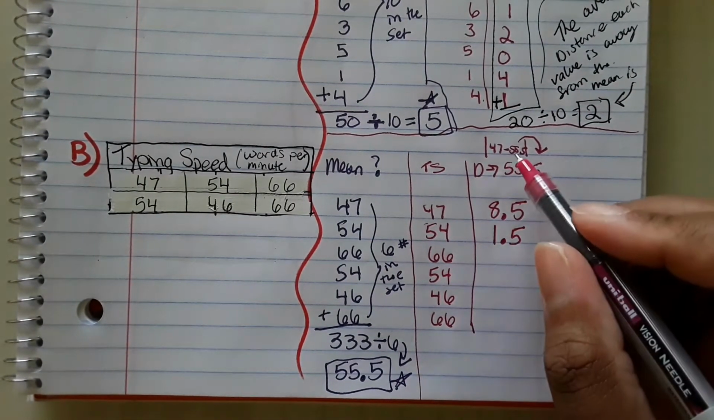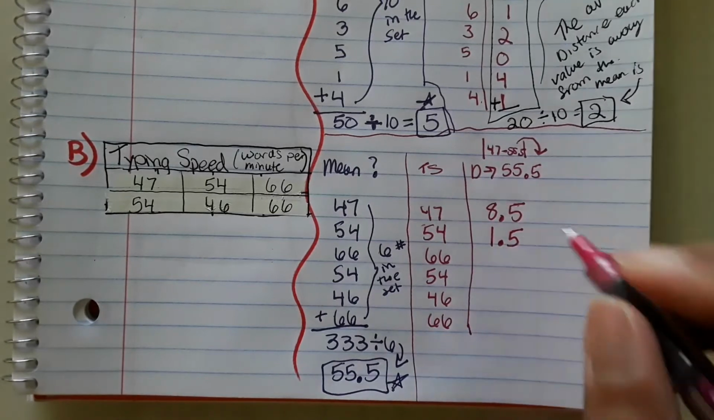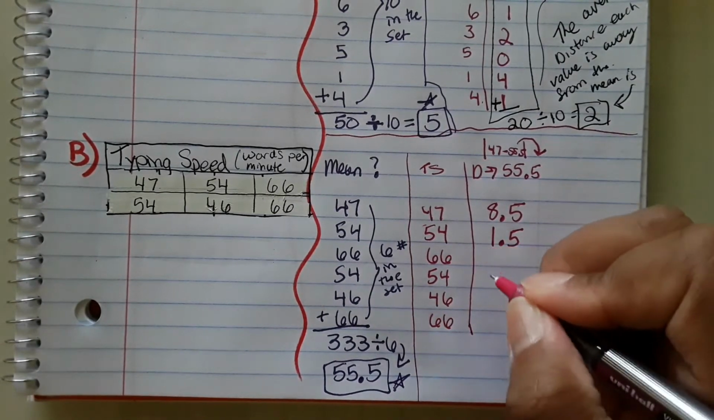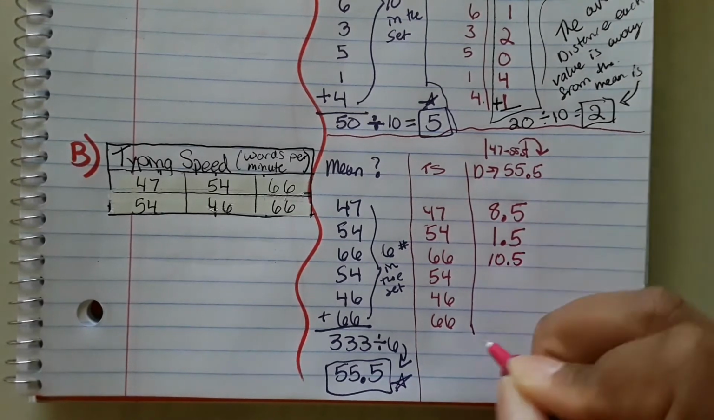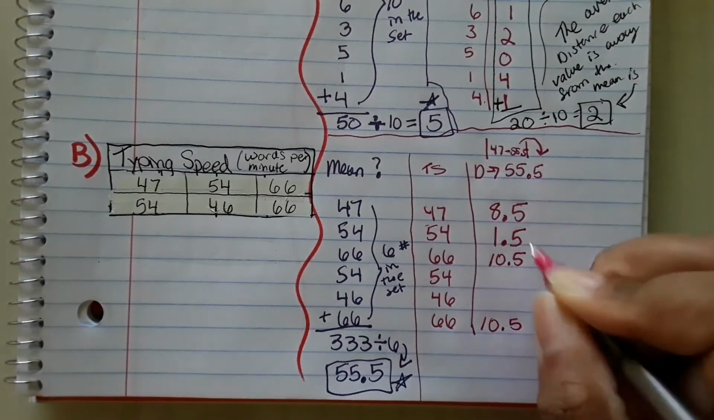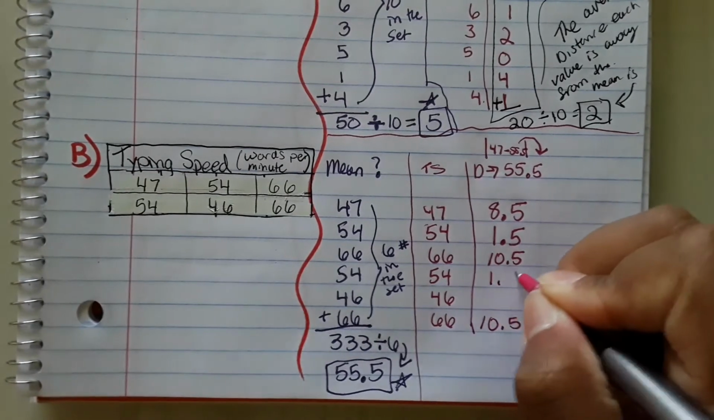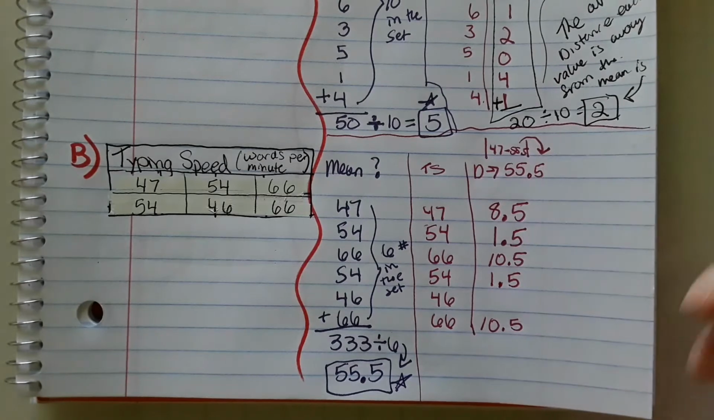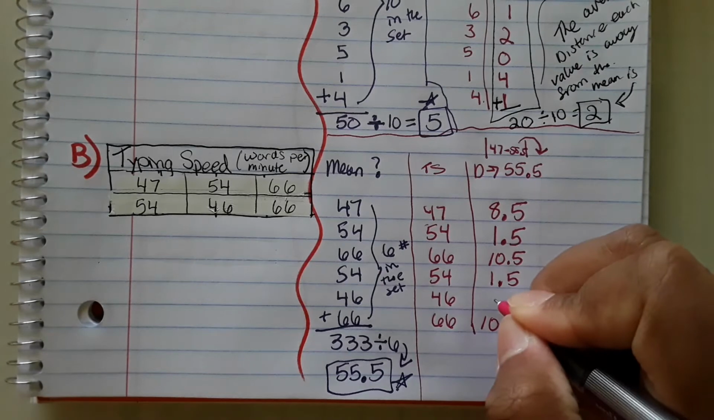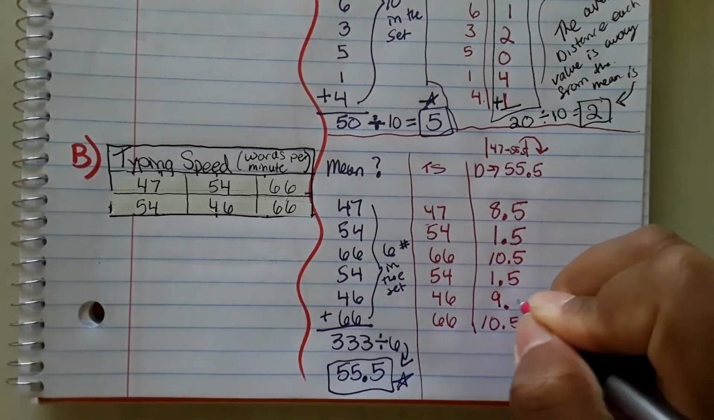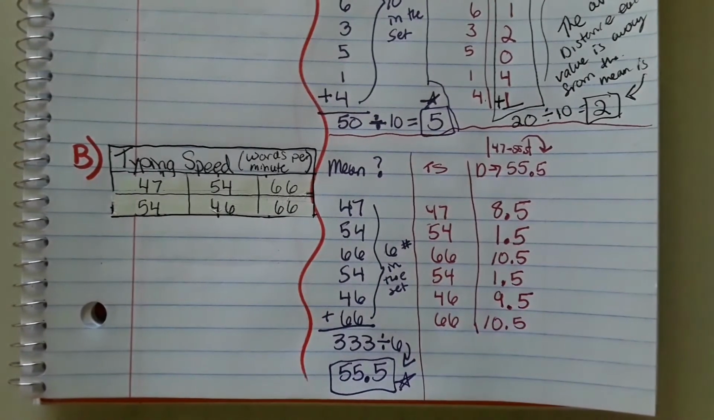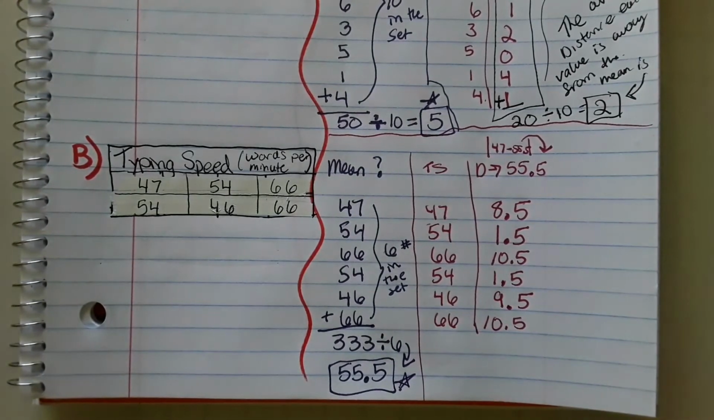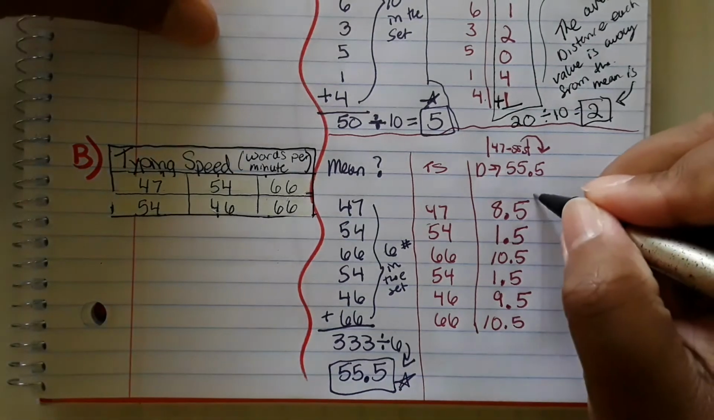All right, 66 minus 55 and 5/10, that would bring us to 10 and 5/10. And we have two of those, so I'm going to record that here. And we had 54 twice, so I'm going to record that also. And the only one I have left to do is 46 minus 55 and 5/10. Again, you would have gotten a negative number, but because we're measuring a distance, it's absolute value, so we record it as positive. All right, so we have our distances away from our featured number 55 and 5/10, our average.